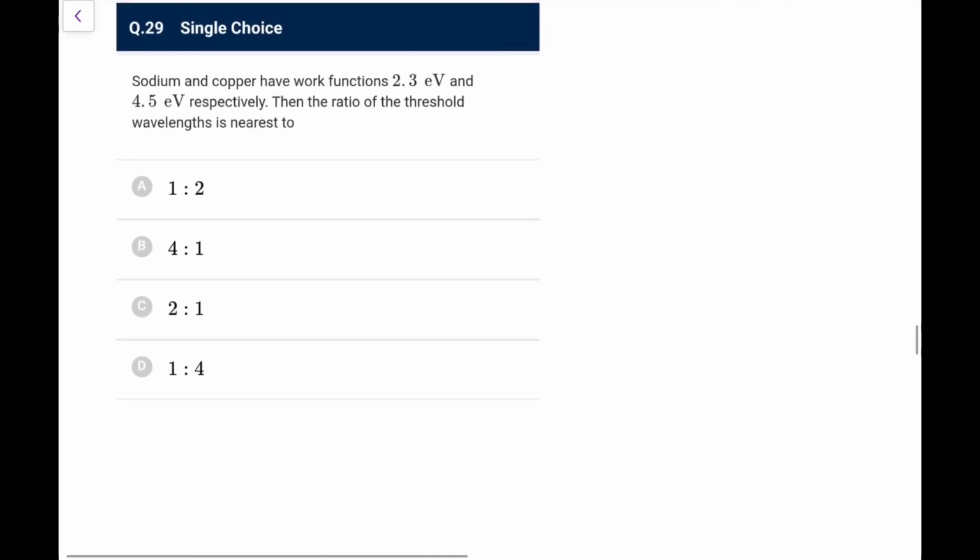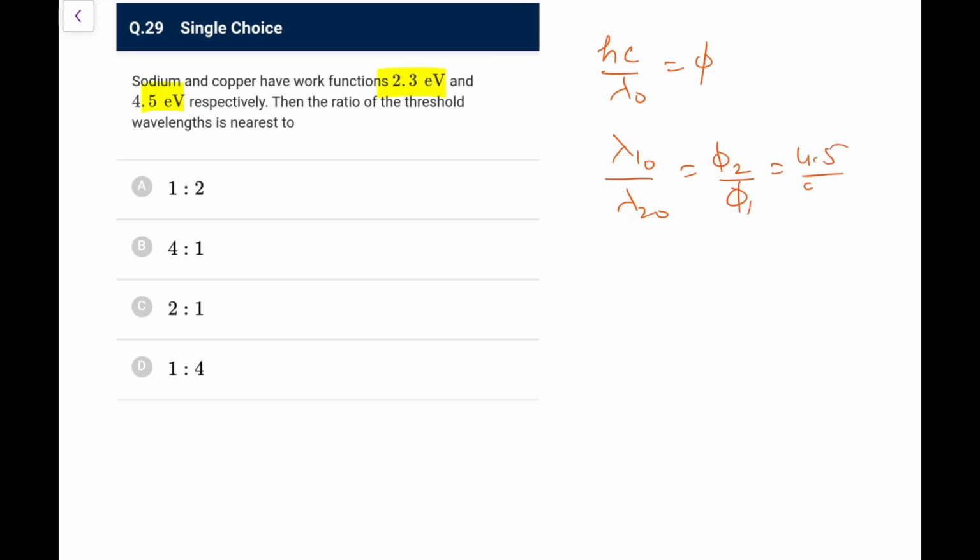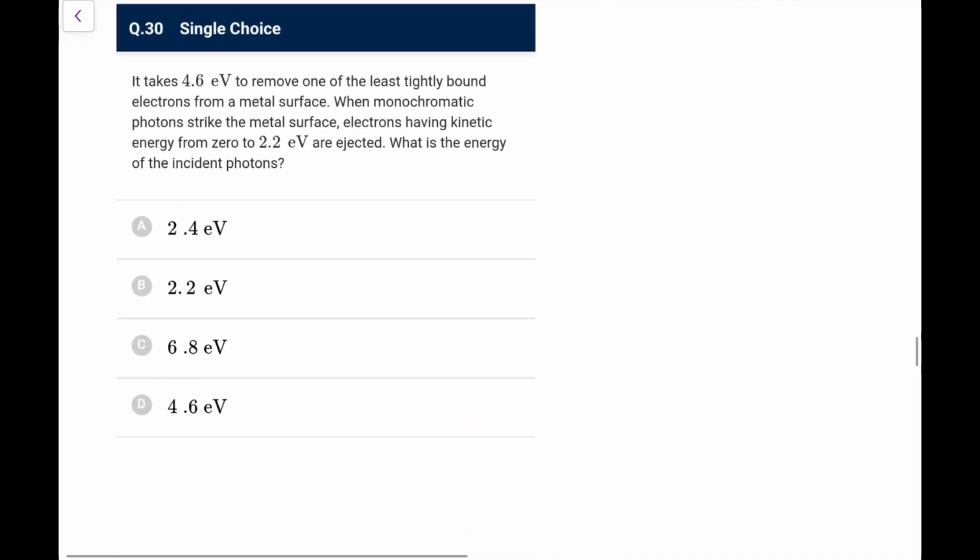Next, sodium and copper have work function this and this, then the ratio of the threshold wavelength, you directly know it's hc by lambda naught is equal to phi. So the ratio of the threshold wavelengths, lambda 1 naught to lambda 2 naught would be inverse, that would be phi 2 by phi 1, that is 4.5 upon 2.3, that is approximately 2:1. This is the same question, I had done it I think 1 or 2 days back, maybe in NEET or maybe in JEE Main paper, so it's a repetition of that one.